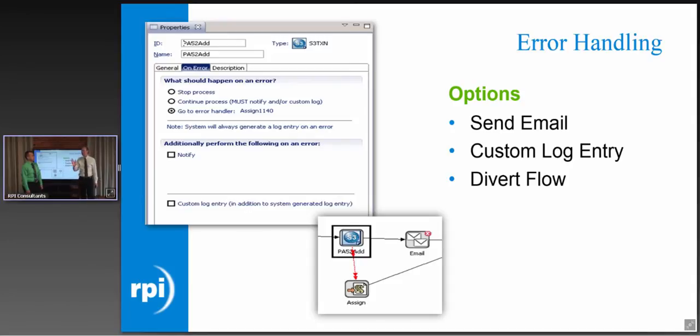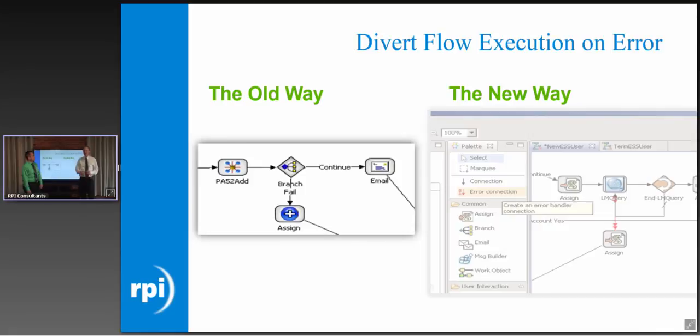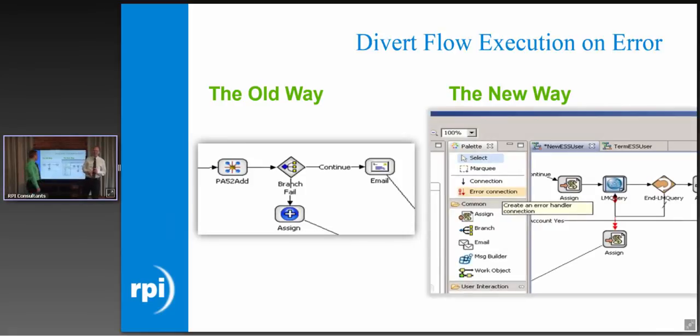So maybe I could collect all the variables that were in play for this node and write them out, or put a little message to remind myself, when I need to troubleshoot this six months later, what I was trying to do here. I think the most powerful error handling capability is the ability to divert the logic of the flow in the event of an error. So let's take a look at that here. The old way, here I've got a LOSS transaction.